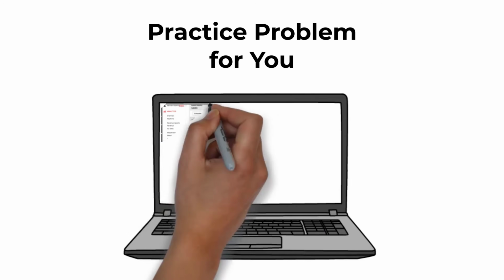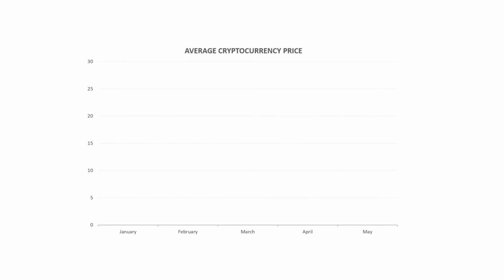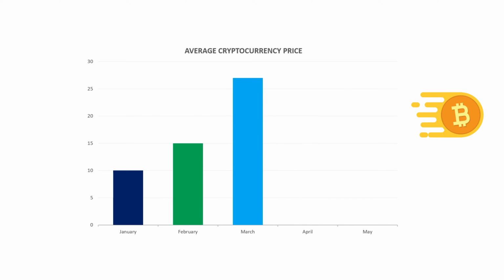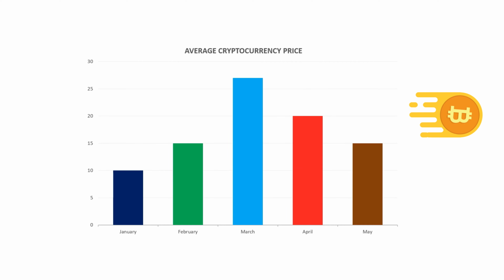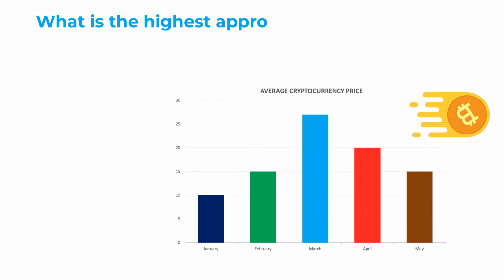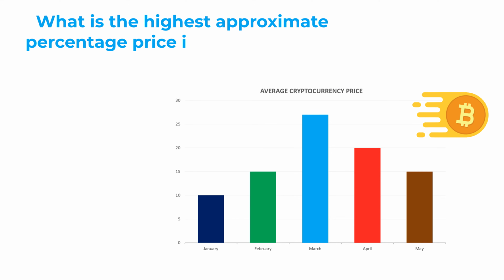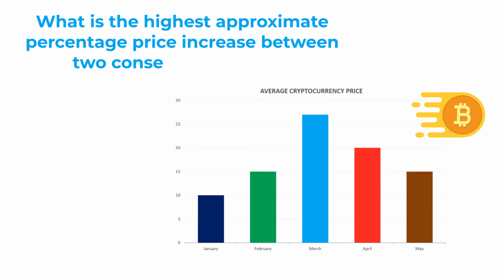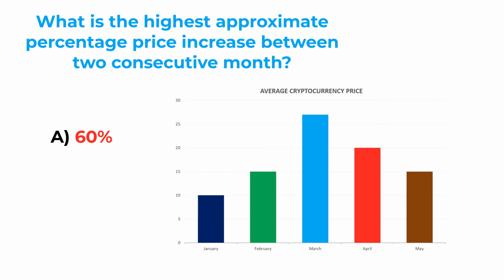And now, here's the practice problem for you. You're presented with a chart that shows the average price of cryptocurrency. And this chart shows the average price for each month from January to May. You need to calculate what is the highest approximate percentage price increase between two consecutive months. And you're presented with 4 different choices. Choice A, 60%, choice B, 70%, choice C, 80%, and choice D, 90%.